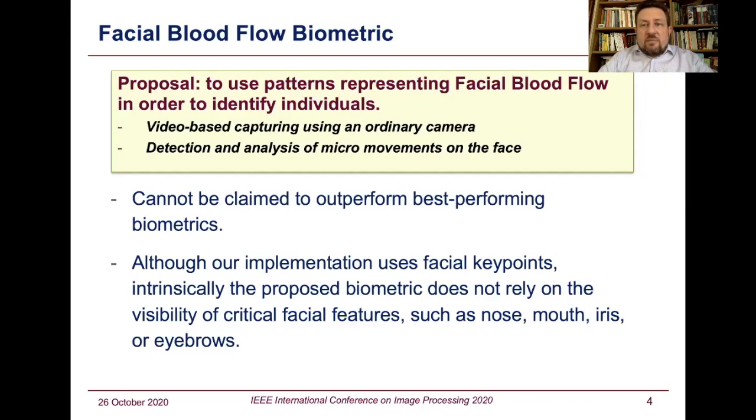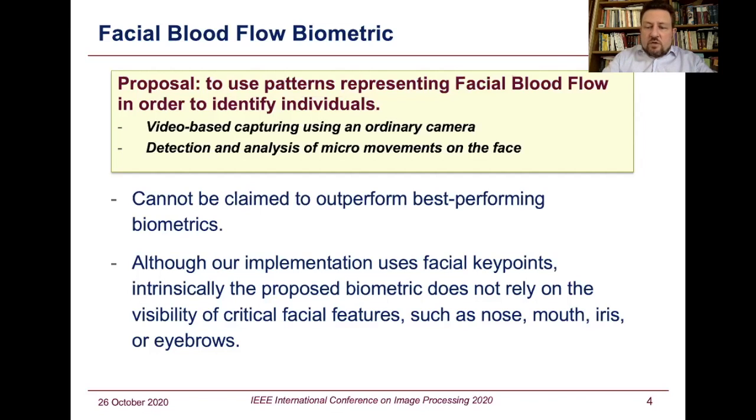So we don't claim that this new biometric can outperform the traditional biometrics, but instead it can be used to enhance the performance of traditional biometrics. Essentially, what we want to clarify is that although we use the facial area, which contains several facial key points such as the nose, the mouth, the shape of the eyebrows, or the shape of the eyes, which are really biometric, we don't use these key points in our identification.